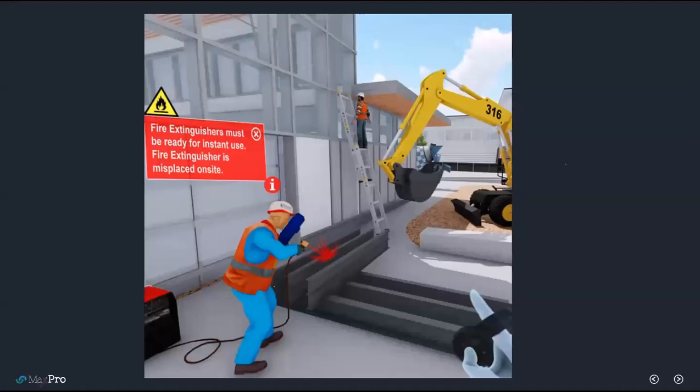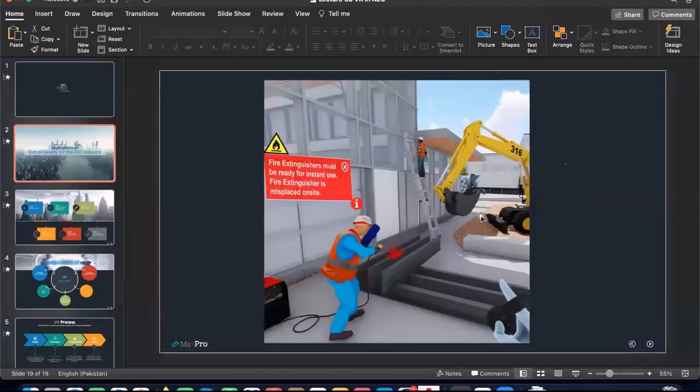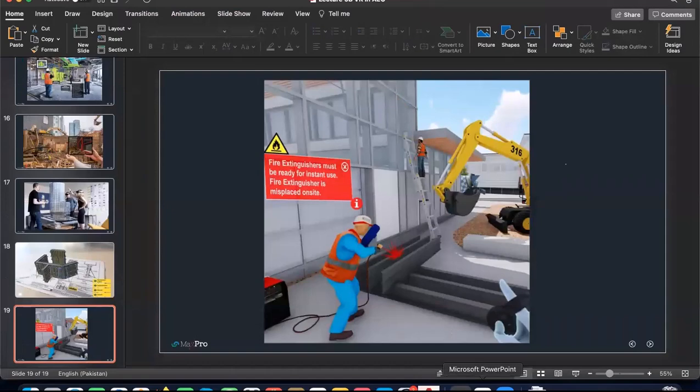And maybe you can do the safety trainings as well. This is also one of the parts in which you can tell them what you have to do if the excavator is close to that. Okay, a fire extinguisher must be ready to use, for instance, or is misplaced on the construction site. Maybe you can ask different questions by showing them, or maybe virtually a human can be there and perform the different activities, and you can train them for the better safety of the construction site.